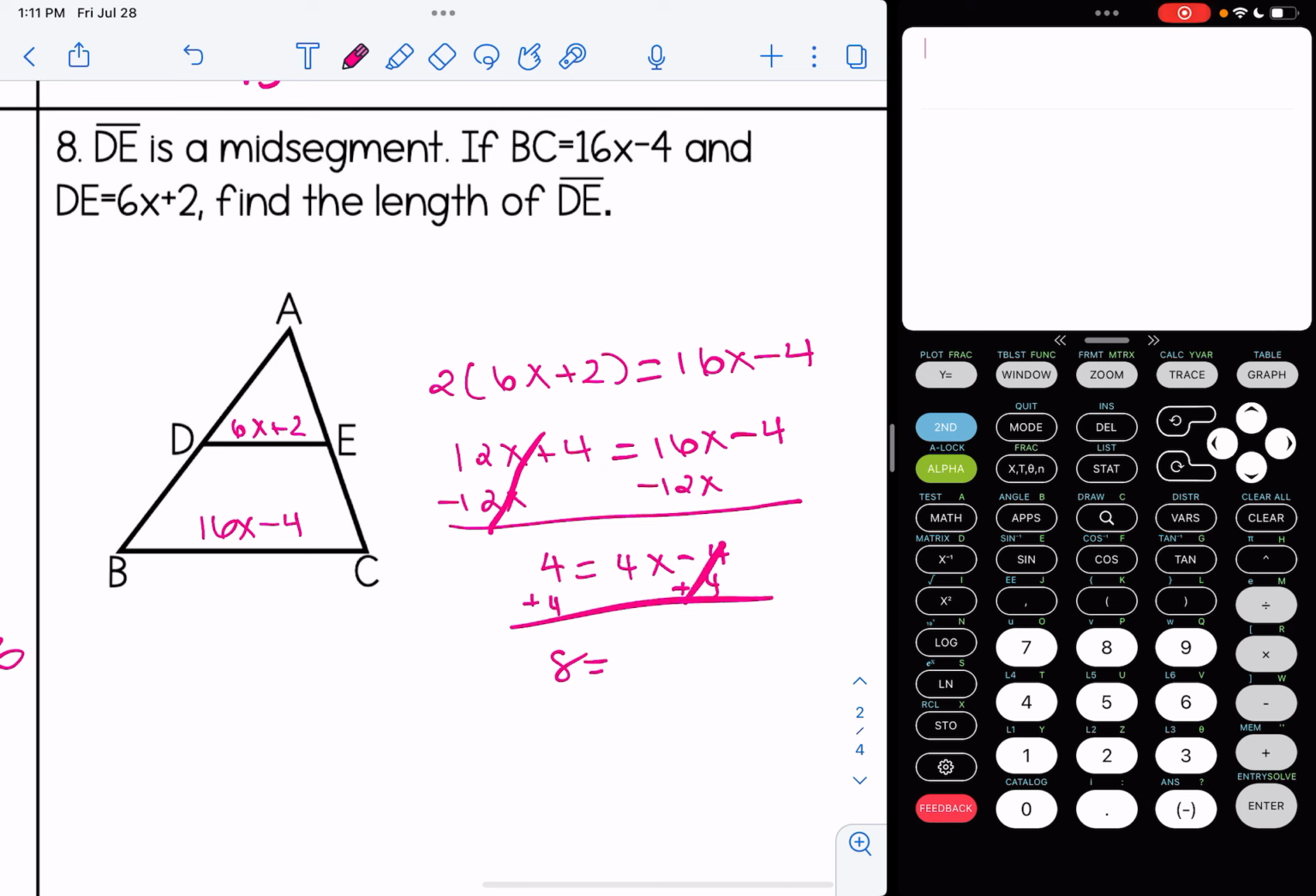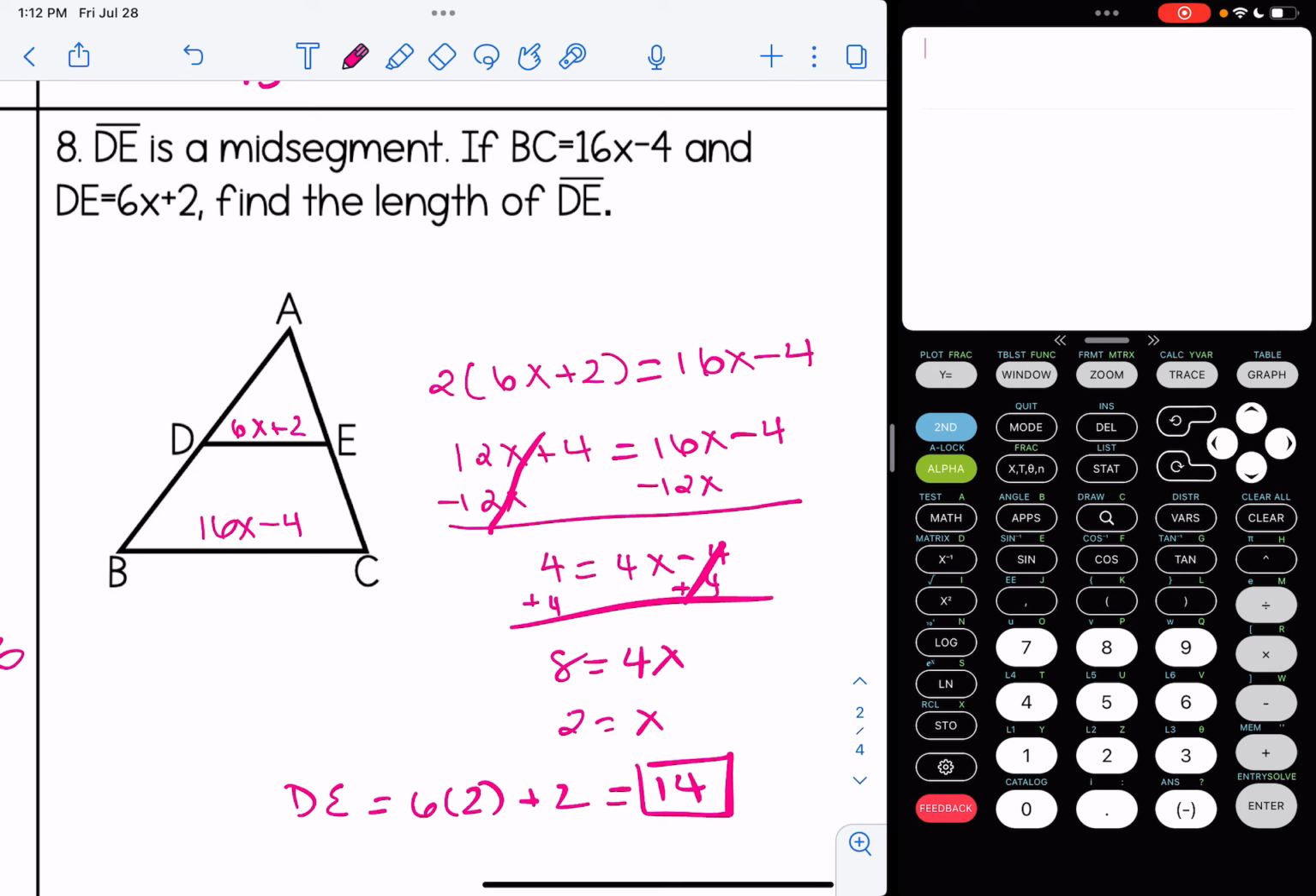All right, so I have 8 is equal to 4x, which means x is 2. We want to find the length of DE here, so let's plug in 6 times 2 plus 2, which gives me 14 as my length of DE. Okay, so the big idea with midsegments is to remember that they are always half the length of the parallel side, or you can look at it that the parallel side is double the length of the midsegment.